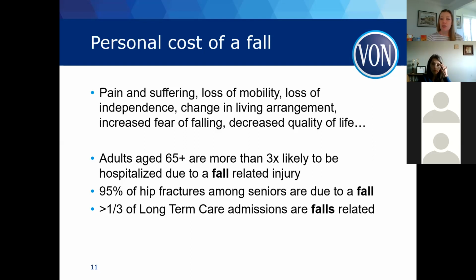95% of hip fractures among seniors are due to a fall. And this sometimes leads to most people's fear of falling, that fear of breaking a hip. And that 95% is quite high.